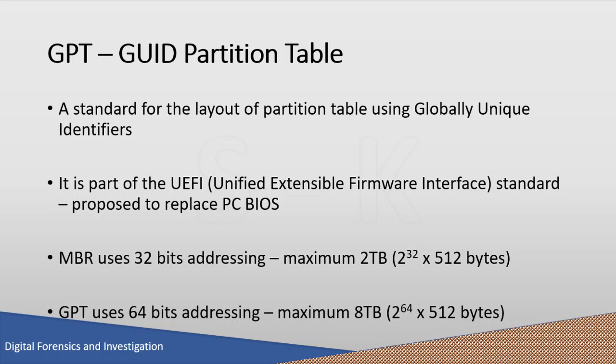MBR uses a 32-bit addressing scheme. 32 bits is actually 4 bytes, so it can address up to a maximum of 2 terabytes. While GPT uses a 64-bit addressing scheme, and 64 bits is equal to 8 bytes, it can address far larger sizes. The maximum size of a partition in GPT is 8 terabytes.